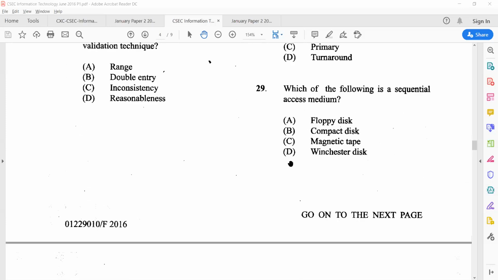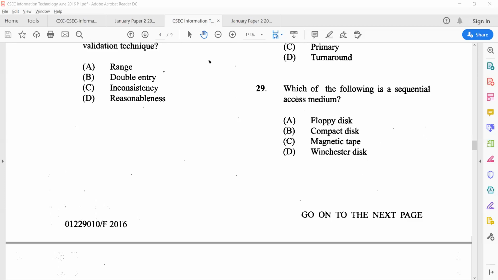Okay, let's move on to 29. Which of the following is a sequential access medium? So I guess we'll see. Right, so the answer for 29 is C, the magnetic tape, right?